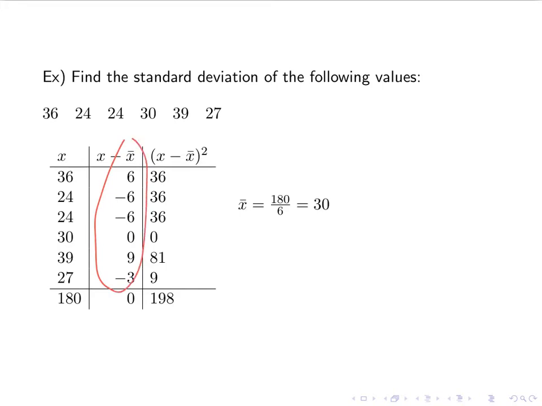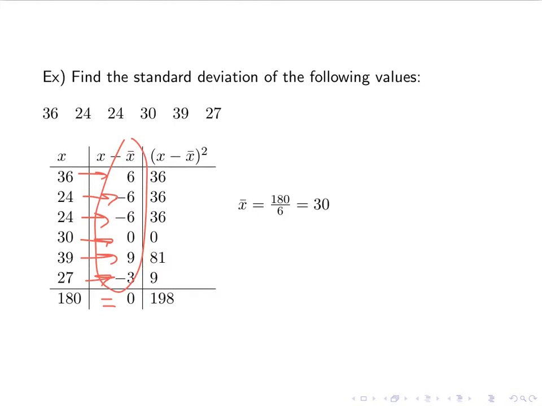For this column, I'm taking my x and subtracting 30. So 36 minus 30 is 6. 24 minus 30 is negative 6. And then I keep going. So I have all these numbers. Again, it's just the value minus the mean. And then down here, I'm going to add them up. As I mentioned before, I should get 0 every time. And if I don't get 0, then I know I did something wrong. Either I found the mean incorrectly, or at least one of my subtractions was wrong. So you always want to make sure that you're getting 0 for this middle column.